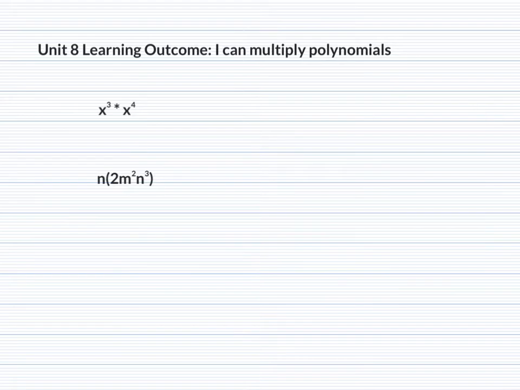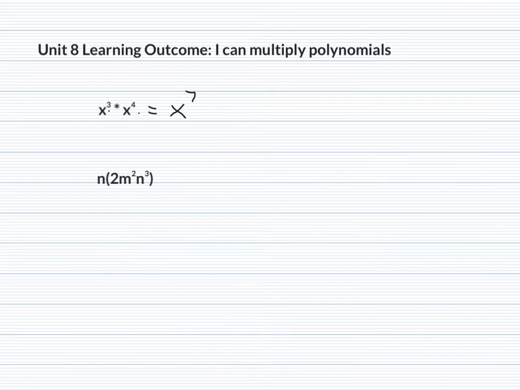I can multiply polynomials. So, quick review here. When we multiply polynomials, know that if the bases are the same, we add those exponents. So, for example, when we multiply x to the third times x to the fourth, the base is x, and we get x to the, 3 plus 4 is 7. So when we multiply polynomials, the exponents do change.